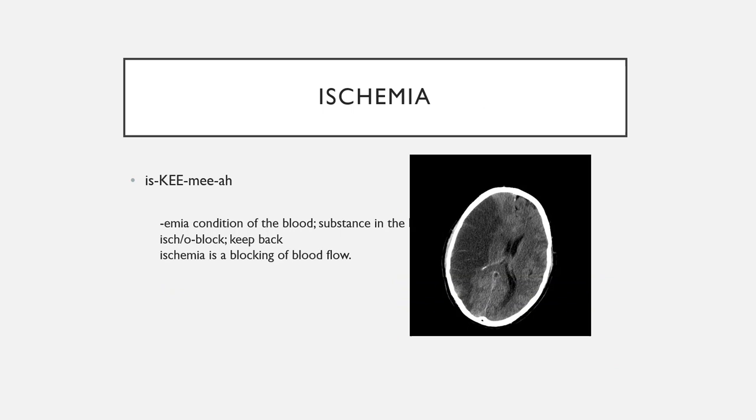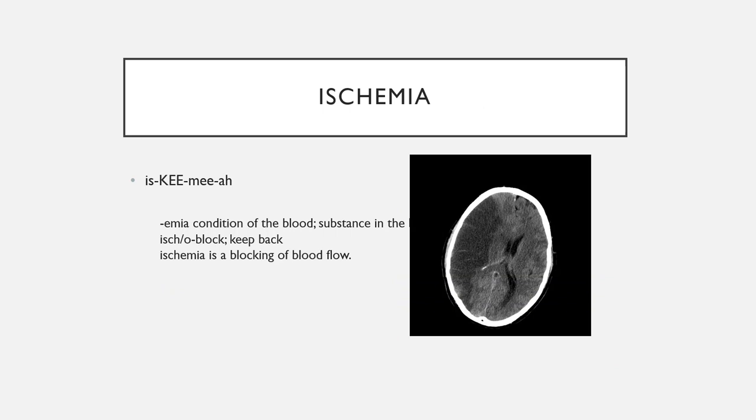Ischemia. Emia is condition of the blood. Isco is to block or keep back. So ischemia is a blocking of blood flow. If blood flow is blocked, it can cause death to cells, and if the ischemia is in the brain, it can lead to neurological damage. So a stroke comes from ischemia in the brain. It's often caused by arteries becoming blocked, so blood can't flow to the brain and you have a stroke, or it can come from a blood clot traveling through the bloodstream, and eventually getting lodged in a smaller artery that again blocks blood flow to the brain.